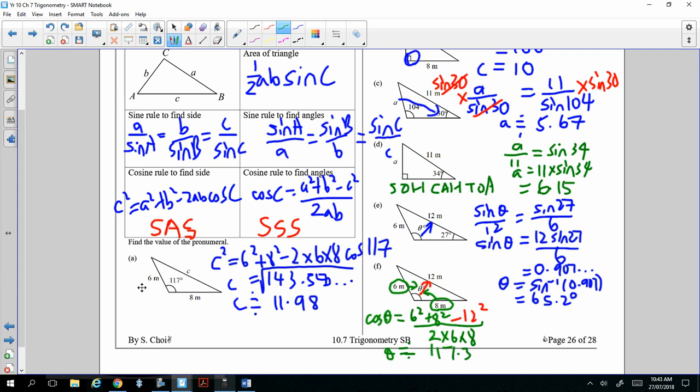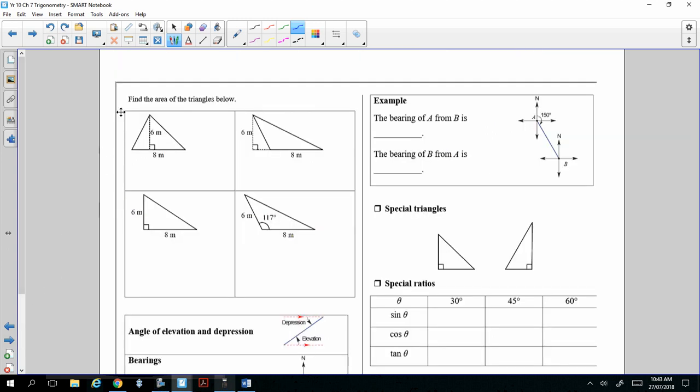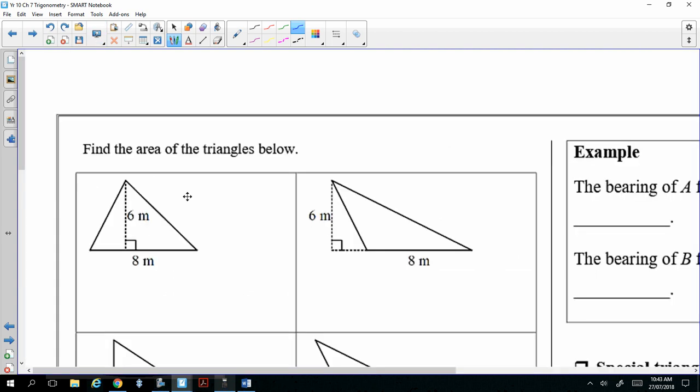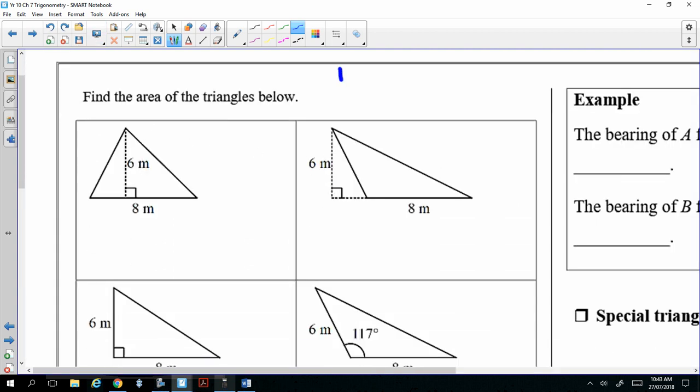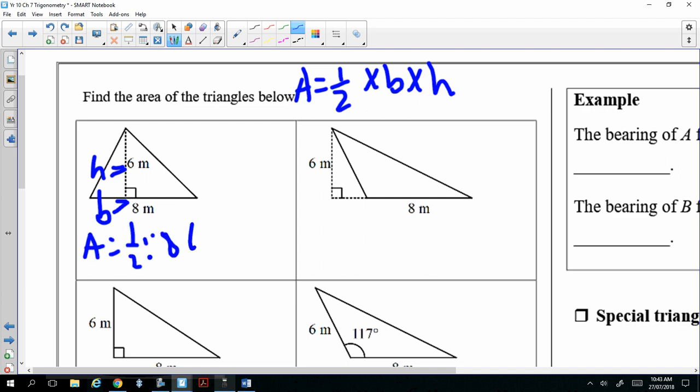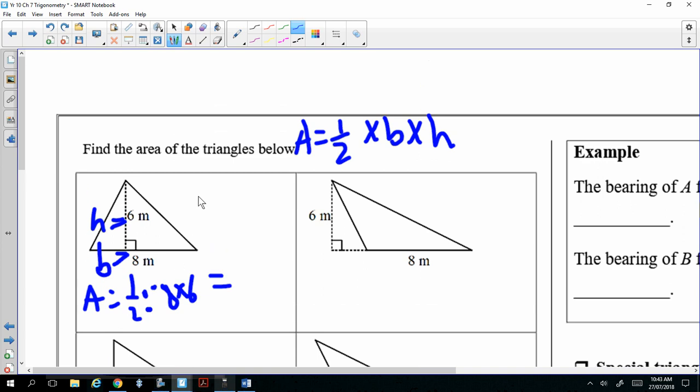Next page is over here. So these are the triangles. Remember, there's another important formula for the area of the triangle: half times base times height. This will be useful if you know what the height is and the base. So therefore, I will not use the other formula. I will just go A equals half times 8 times 6. And that will be 24.